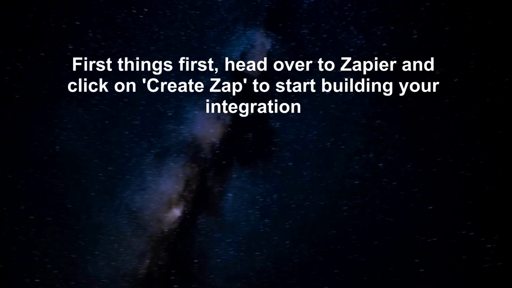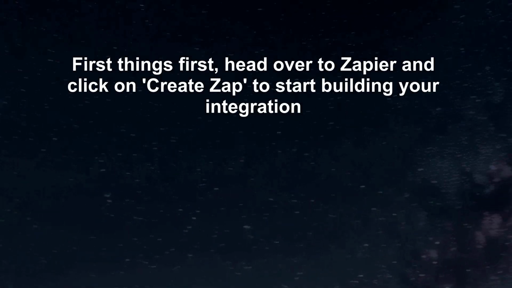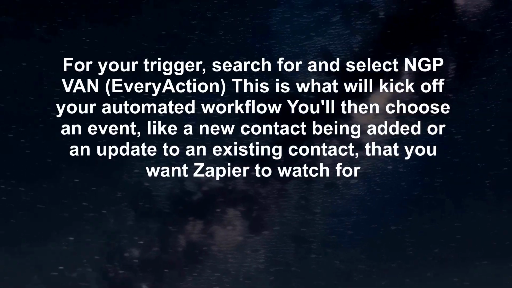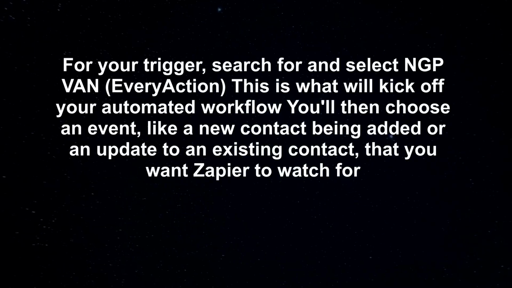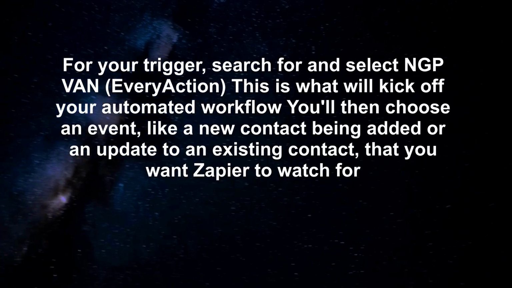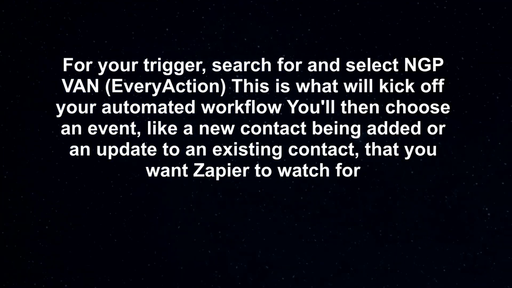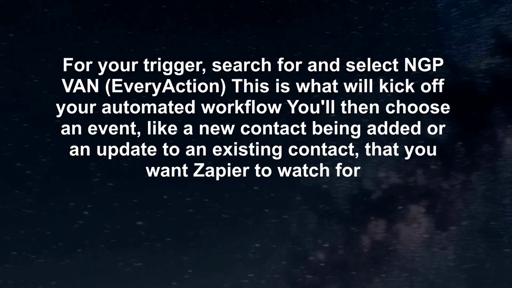First things first, head over to Zapier and click on Create Zap to start building your integration. For your trigger, search for and select NGP Van EveryAction. This is what will kick off your automated workflow. You'll then choose an event, like a new contact being added or an update to an existing contact, that you want Zapier to watch for.